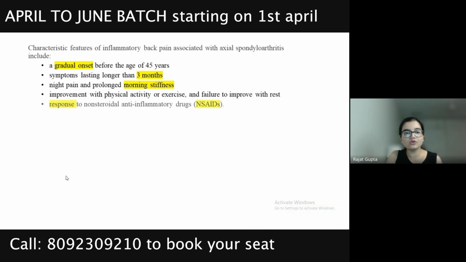Okay, so with AS, again, it's a gradual onset. It usually occurs in the younger section of the population, that is before the age of 45. The symptoms should be lasting for 3 months or longer. Because it's an inflammatory disease, morning stiffness will be present. Also, these patients will feel better after using anti-inflammatory medicines like NSAIDs.